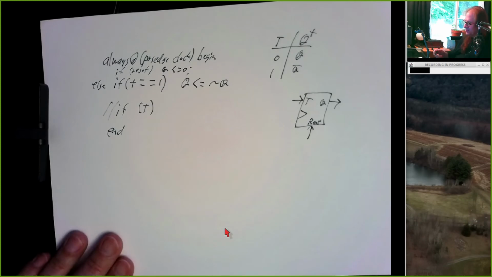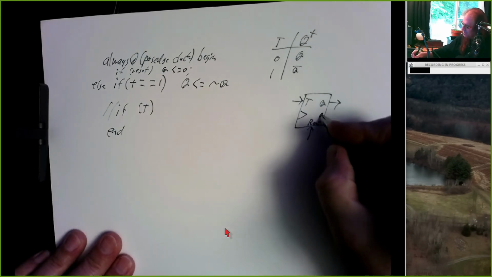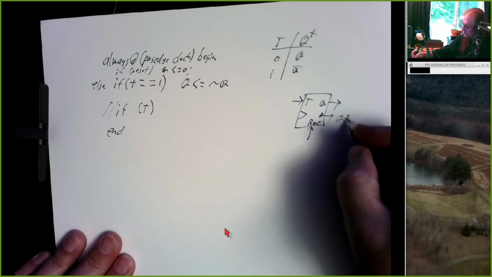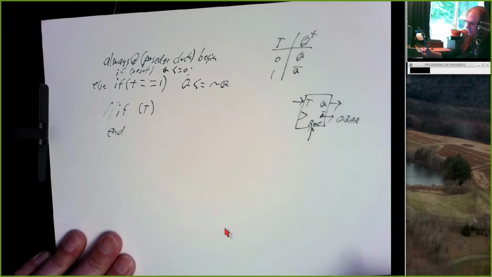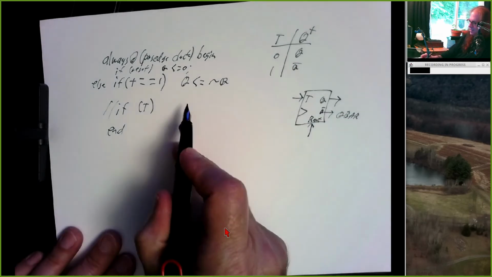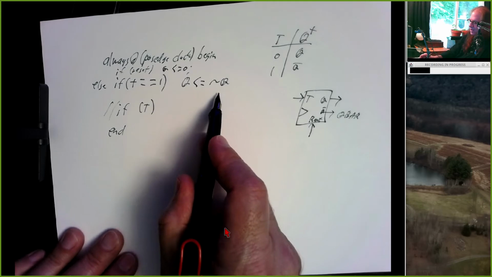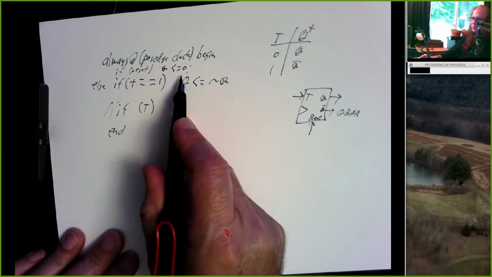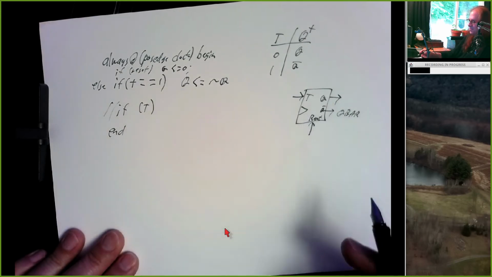And then some people did the following. They added an additional output, which was called Q bar. And in here I could set Q bar equal to not Q bar, and in the reset I could set Q bar equal to 1. And now this is the opposite of Q.